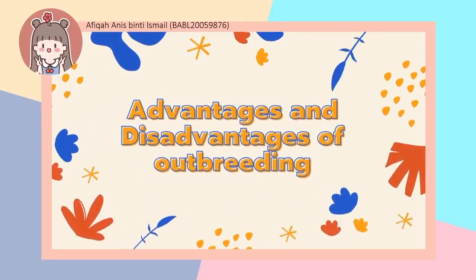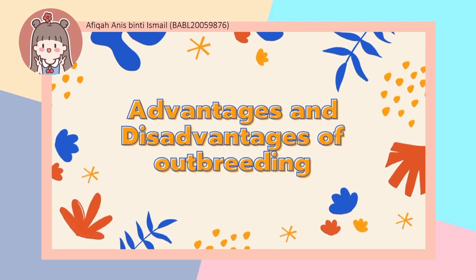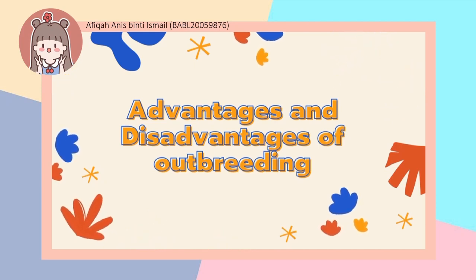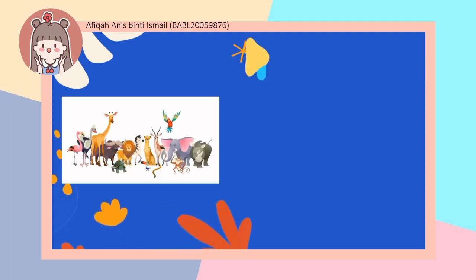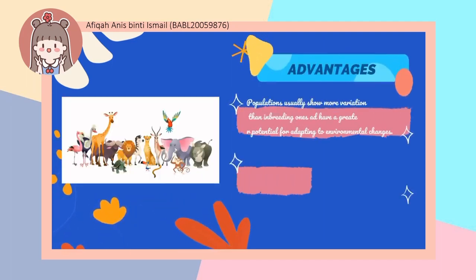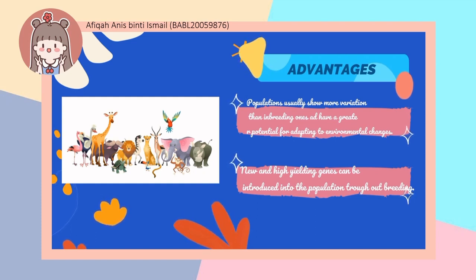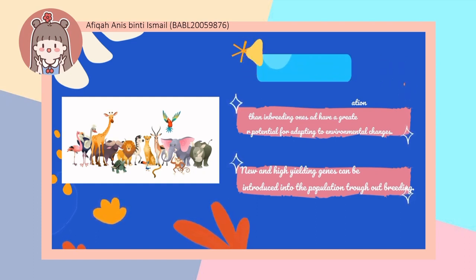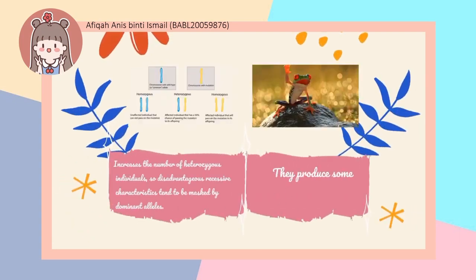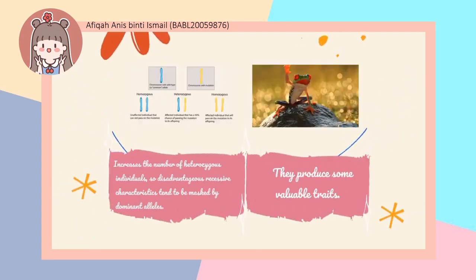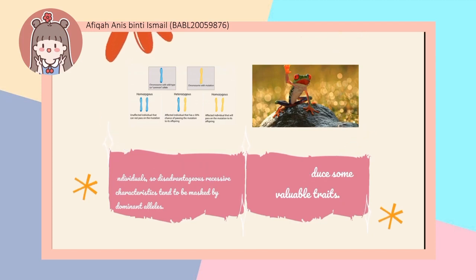The next part is advantages and disadvantages of outbreeding. The first advantage is... population usually shows more variation than inbred ones, and new and high-yielding genes can be introduced into the population. And the third one is it increases the number of heterozygous individuals, and they also can produce some valuable traits.